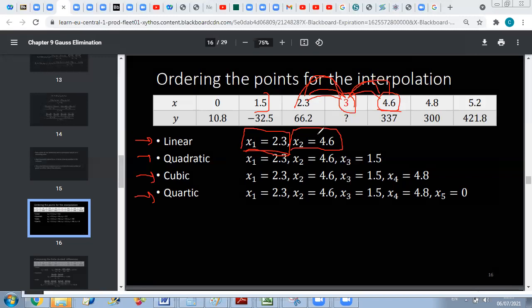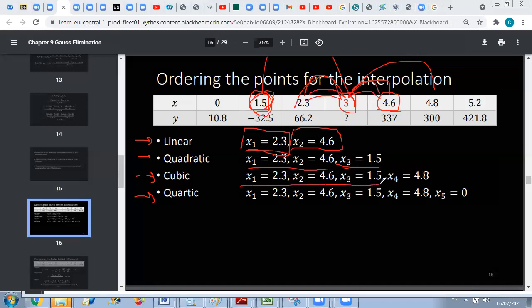So now what will be the third point? The third point is x3. What can I take, either 1.5 or 4.8. So I will select the closest one, which is 1.5, because between 3 and 1.5 I have 1.5, and between 3 and 4.8 I have 1.8. So 1.5 is closer. So I will select 1.5 as my third point. But here I could not make an equal distribution to the left and right, because the number of data points is odd.